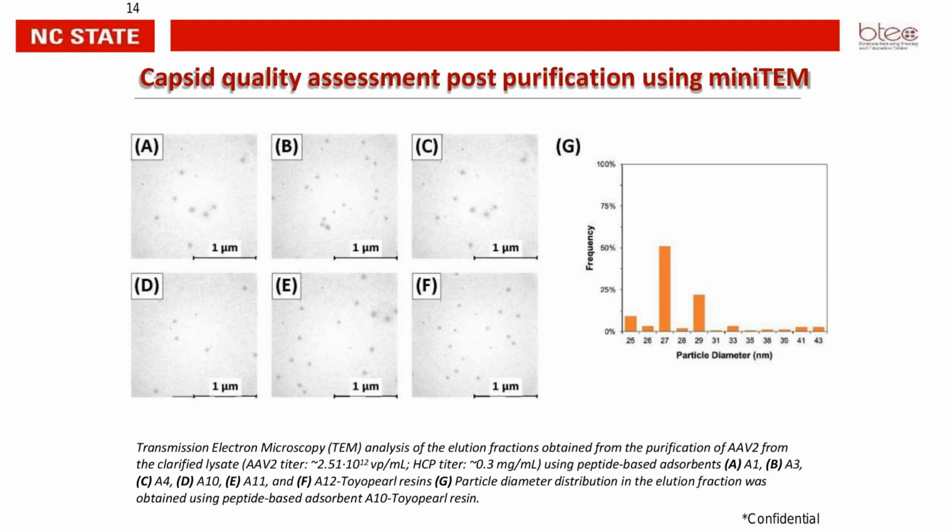We imaged the eluates that came out from the column under the transmission electron microscope, and they all looked very well intact. We didn't see any big issues here. We also looked at the particle diameter, and they were all distributed between 25 to 30 nanometers in size, which is what we expect for a typical AAV diameter.